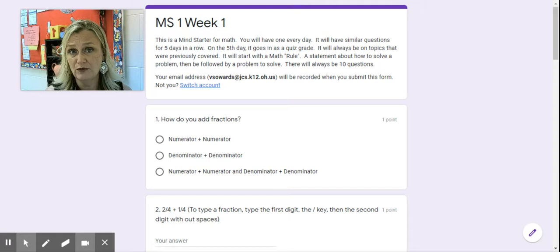Then day 2, you will know them better. You'll know the rules, and you might be able to go through and answer some of those questions on your own. Hopefully by day 5, it's old hat, you'll get the questions right, no problem, and you'll maintain that good grade for math.